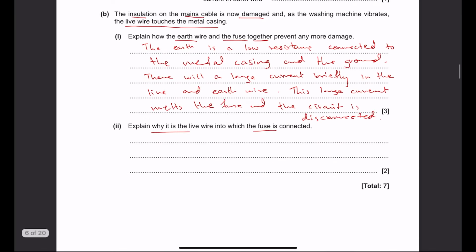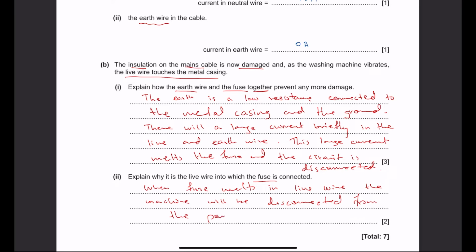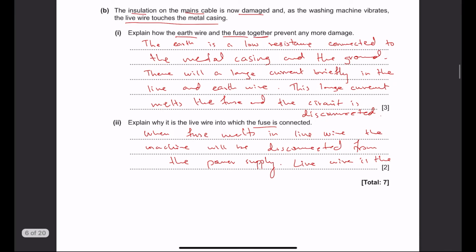So what we'll say is the live wire is the one out of the neutral wire, and the live wire is the one which is at high voltage.